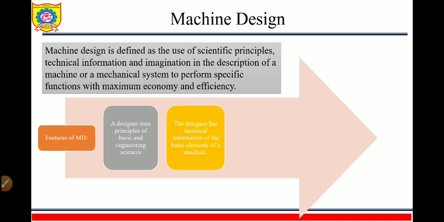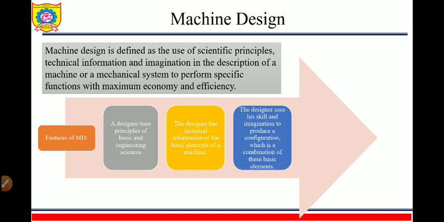Second feature of machine design is designer has technical information of the basic elements of a machine. When we are talking about elements of machine, which are basic elements of a machine? First one is fastening devices, then chain, rope, belt, gears, bearing, oil seals, gasket, spring, shaft, keys, coupling, etc.